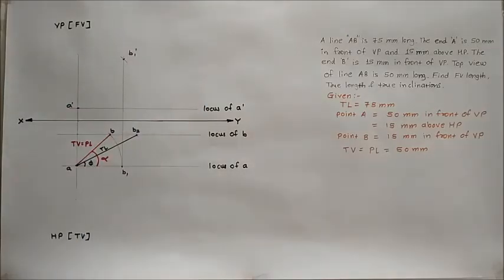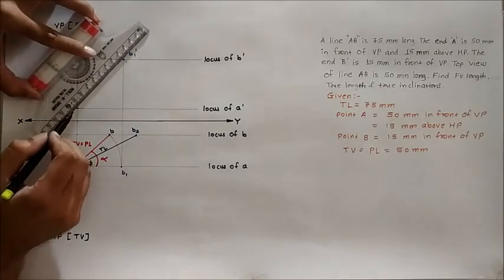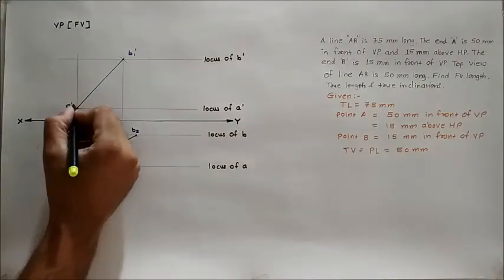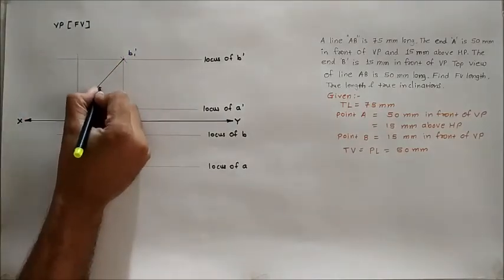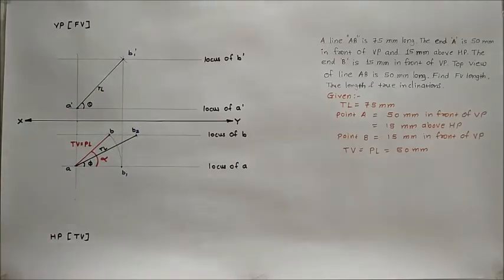Draw a locus of point B dash in the front view. Join this A dash to B1 dash, which is equal to the true length of the line. This A dash to B1 dash is true length of the line. Angle made by that line is called as theta.